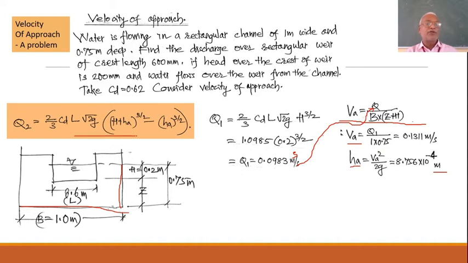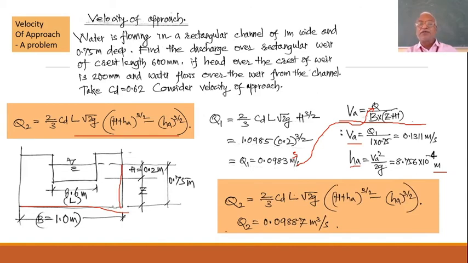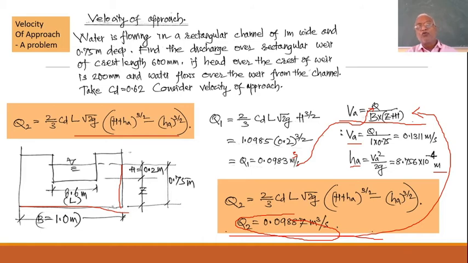Now you have to substitute that into this equation and calculate. If you calculate that way, it comes out to be 0.09887 meter cube per second, slightly increased. Now using this you can once again calculate the velocity of approach. There may be a slight change, and then calculate HA, and then calculate Q2 again. It normalizes or comes to a stagnant value without any change, and there we can stop.